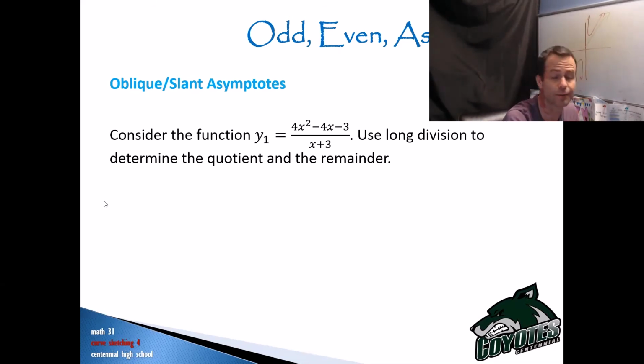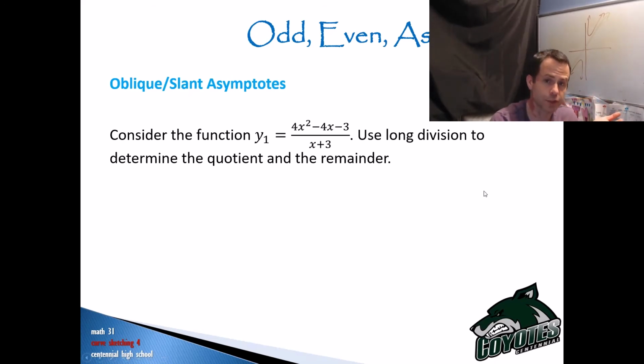And actually, how to find one becomes really easy. I'm just going to walk you through a quick investigation to show you what we're talking about, but it comes from something you've already done. So that's where we're going. Now we're going to back up, and I want you to go step by step with me for a sec. Consider the function y is 4x squared minus 4x minus 3 all over x plus 3.